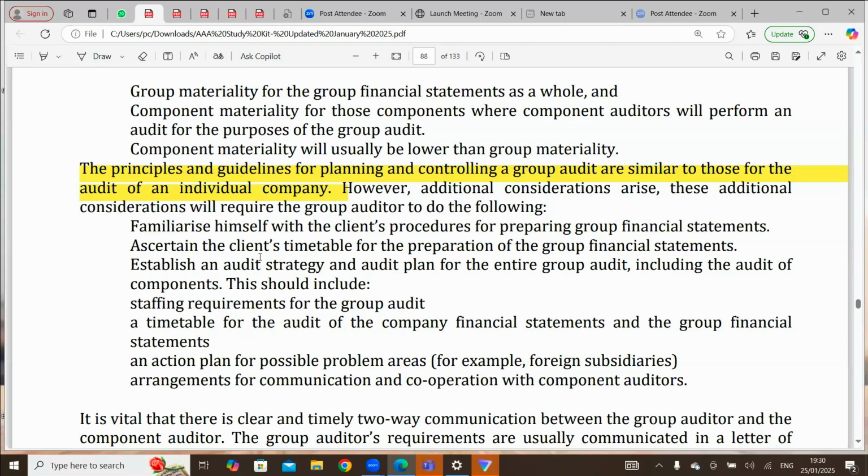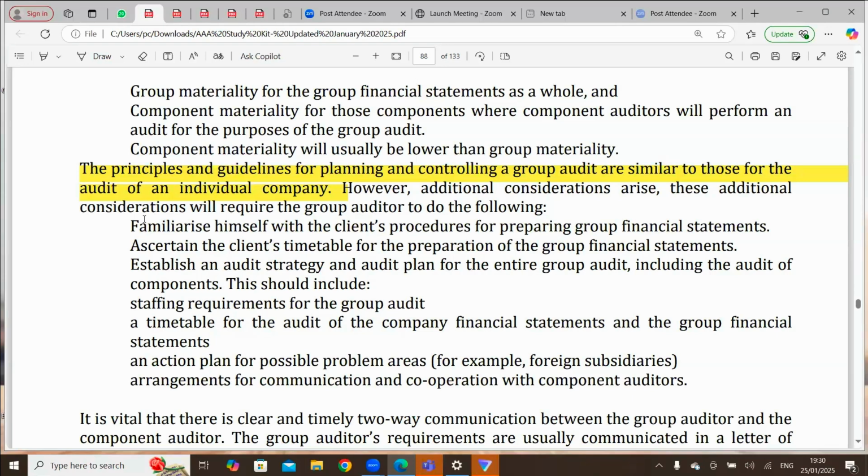Second thing we said, however, additional considerations arise. Okay, so we said familiarize yourself with the client's procedures. Number two, ascertain the client's timetable for preparing the financial statements. You want to understand how they came about their FS, right? Then we have establish an audit strategy and audit plan for the entire group. Establish an audit strategy and audit plan for how you intend to audit the entire group.